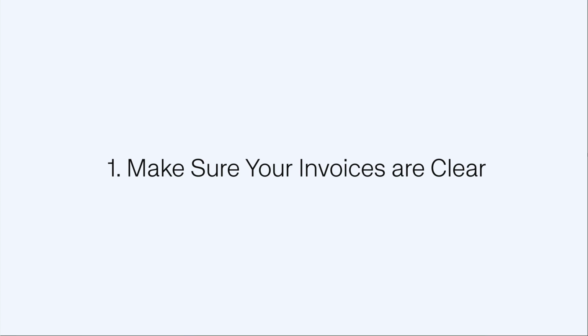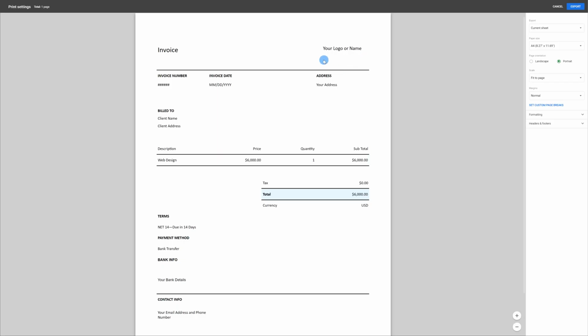First, make sure your invoices are clear and detailed. Include your business name, contact information, a detailed description of the services provided, the agreed price, and the total amount due. Don't forget to add payment terms like due in 14 days. This helps avoid confusion and make sure clients know exactly what they are paying for and when.